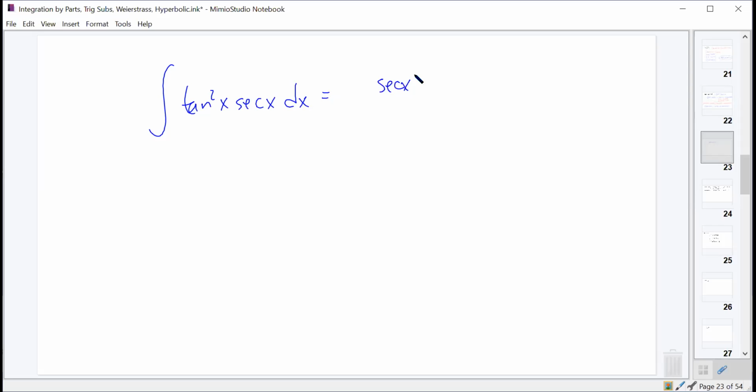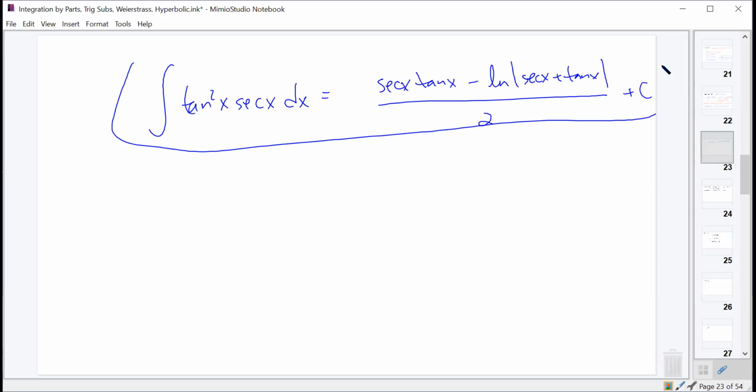So secant x tangent x minus natural log absolute value secant x plus tangent x all over 2 plus some new constant. So fairly involved process there. But we'll see that knowing the integral of secant and knowing the integral of tangent is going to be fairly important for some of these tangent secant trig functions that we need to integrate. Good or no?